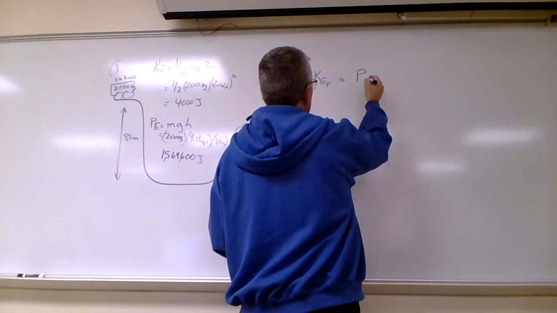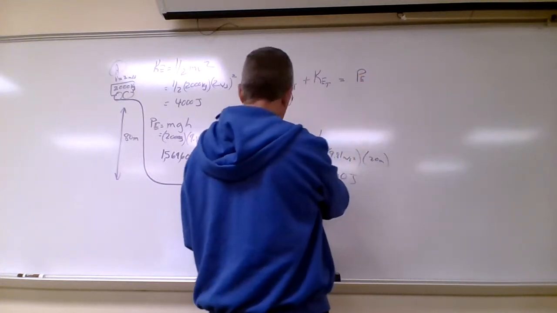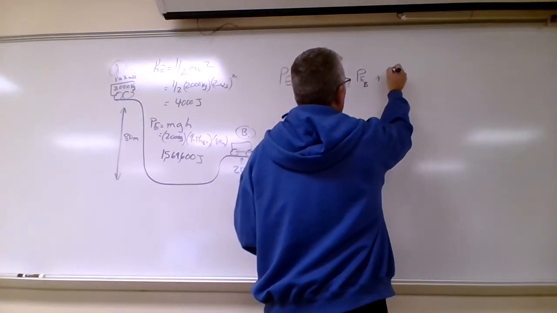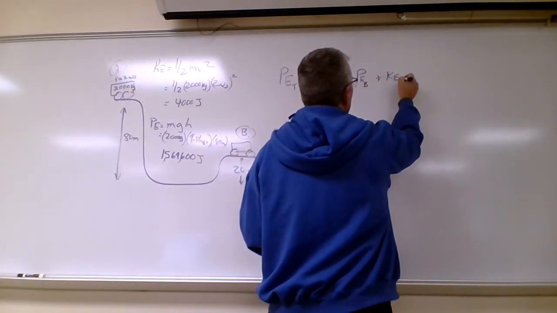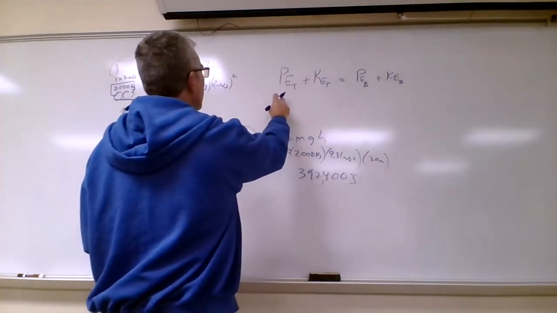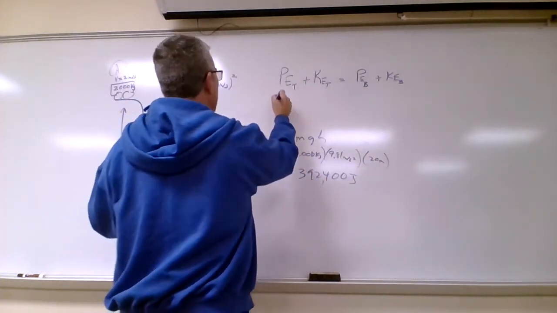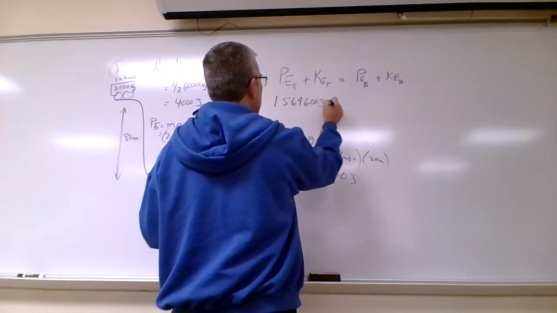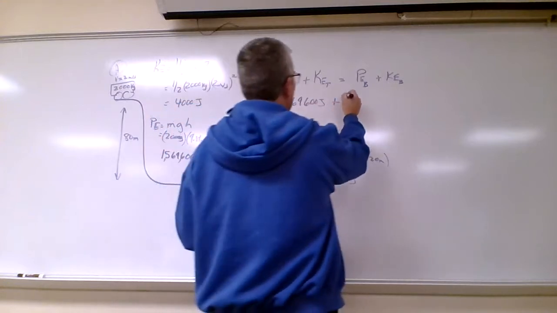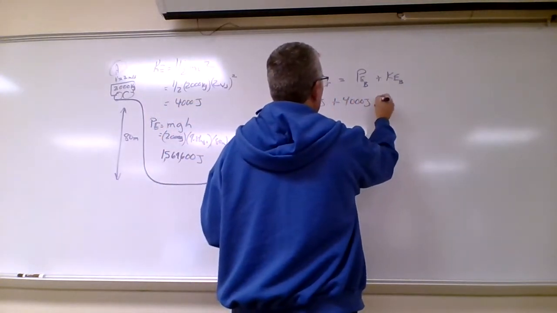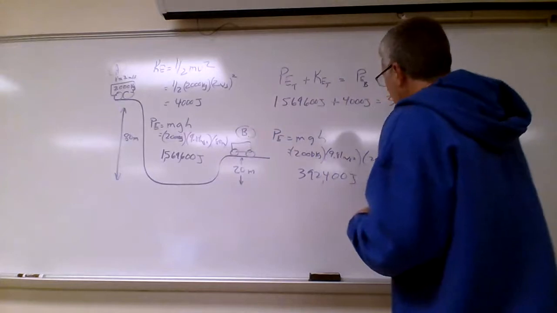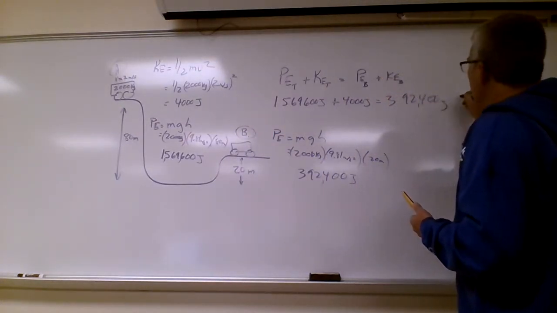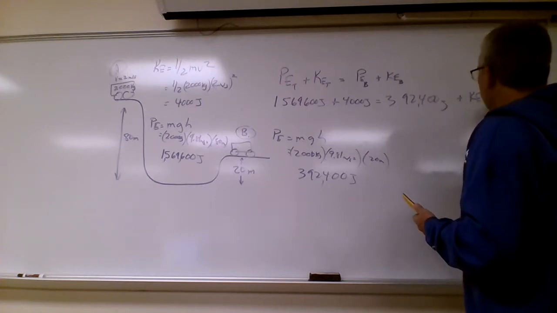to potential energy at the bottom, which we'll call place B, all right, plus kinetic energy at the bottom. We'll put our stuff in here, so we have potential energy at the top is 1,569,600 joules plus the kinetic energy 4,000 equals 392,400 joules plus kinetic energy at the bottom.